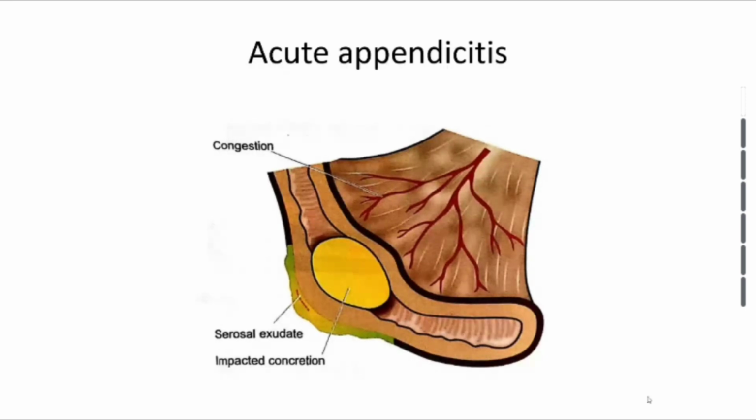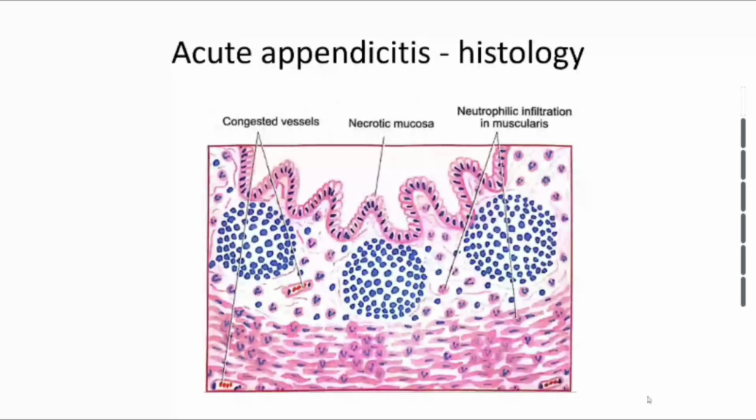Histologically, that's a diagram, of course. You'll have congested vessels, necrotic mucosa, and neutrophilic infiltration in the muscularis. So if you look at the muscularis, that is the muscular layer, the smooth muscle, inner circular, outer longitudinal, you find a lot of neutrophils within it, neutrophilic infiltration.